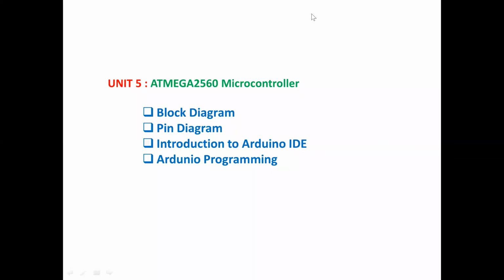So we will start the fifth unit. The topic is the Atmega 2560 microcontroller. The Atmel company has given one of the microcontrollers named Atmega 2560. We will discuss in detail the block diagram and pin diagram of this particular microcontroller.